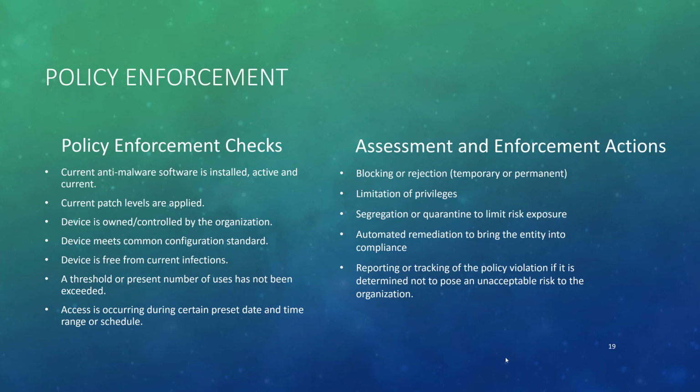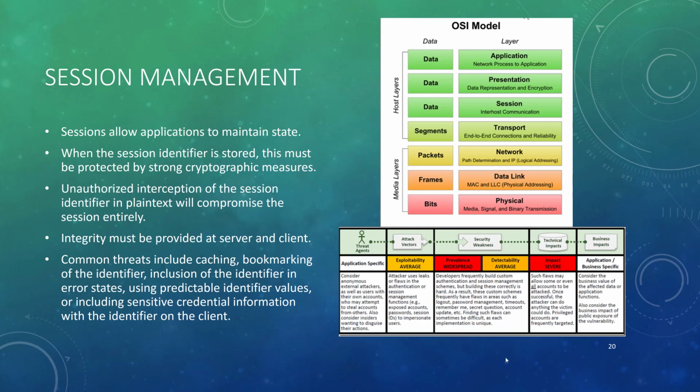Lots of different actions are indicated in that second column. You can block or reject the device joining. You can limit their privileges, move them off on the guest network, for example. Automatically remediate what's going on. Typically, you don't do that, but you can, because that automated remediation takes time. That means you're actually going to patch the machine before you allow them to log in. And typically, there's some reporting tied to that.